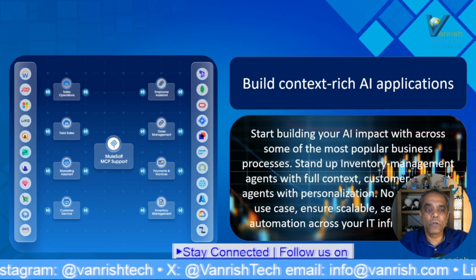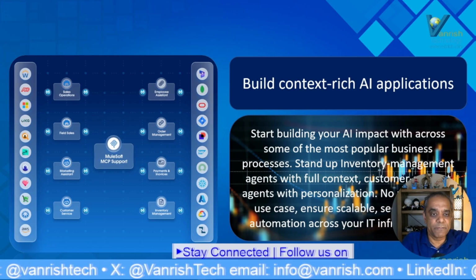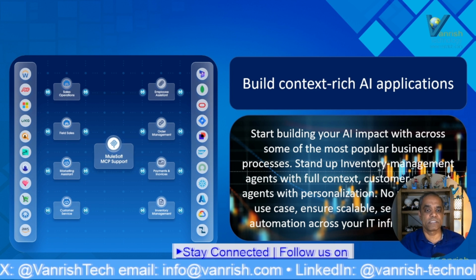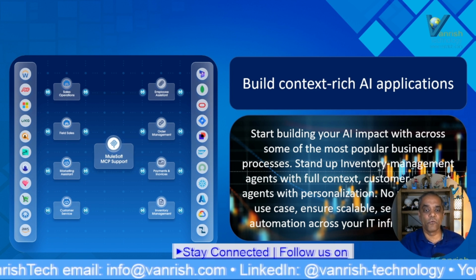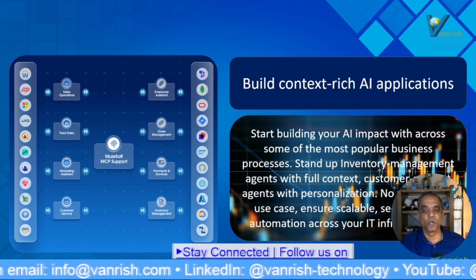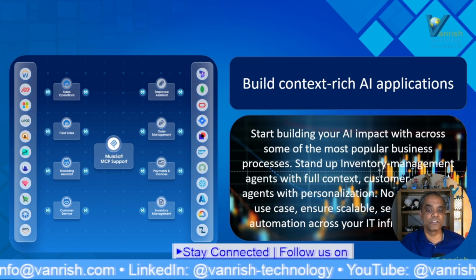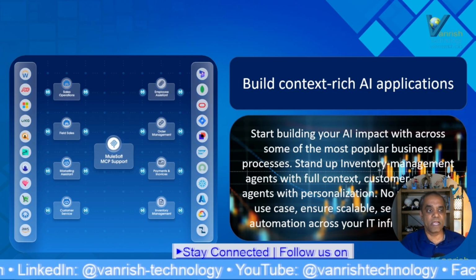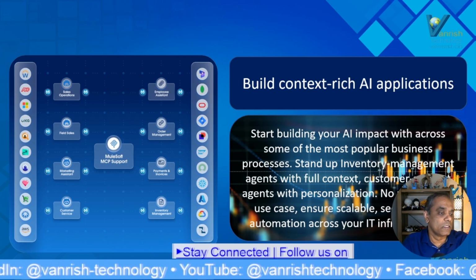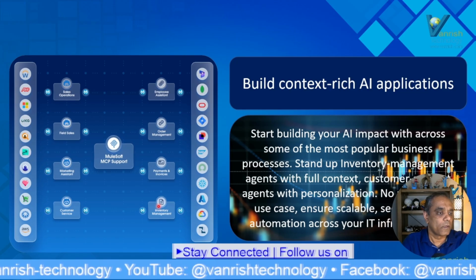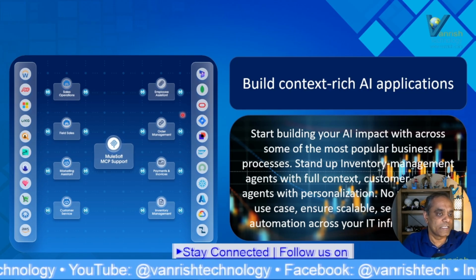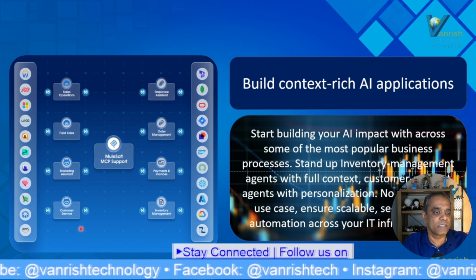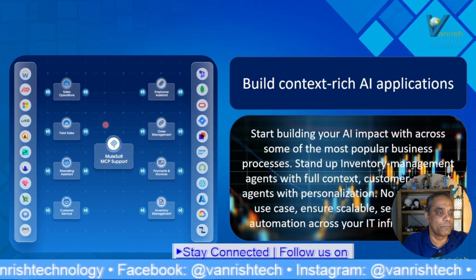Now you can build context-rich AI applications. Start building your AI impact across some of the most popular business processes: an inventory agent with full context, a customer support agent with personalization. No matter what your use case, ensure scalable, secure agent automation across your IT infrastructure. If you look at all the agents and data points, you already have APIs that you are building on top of, through MCP.